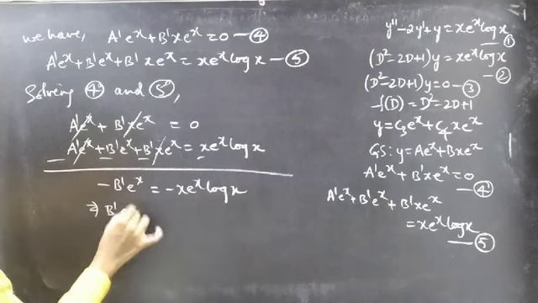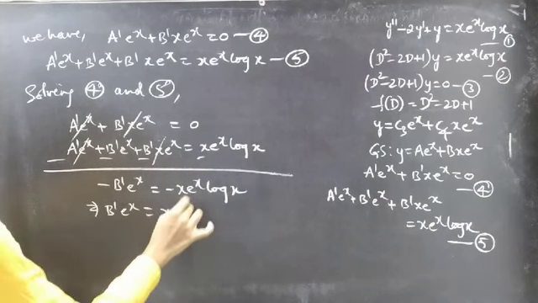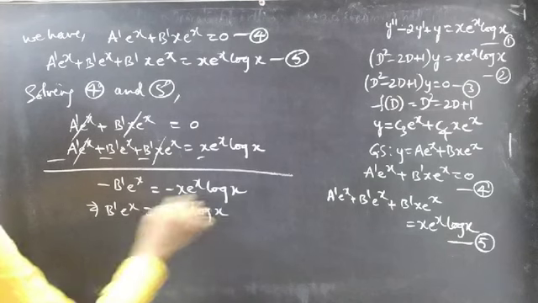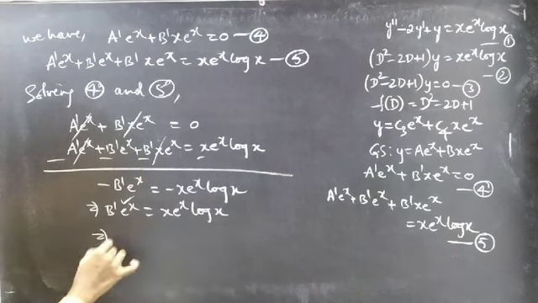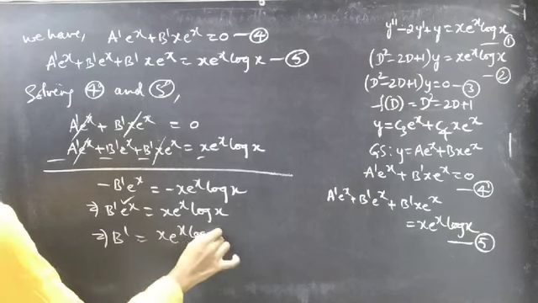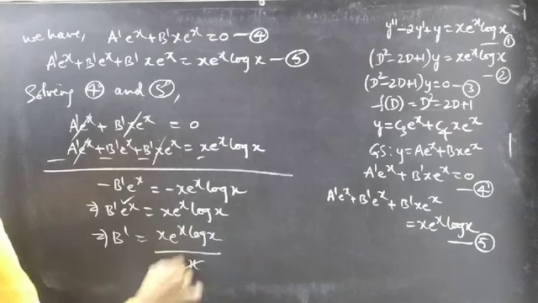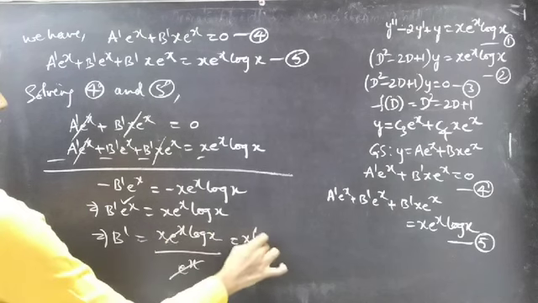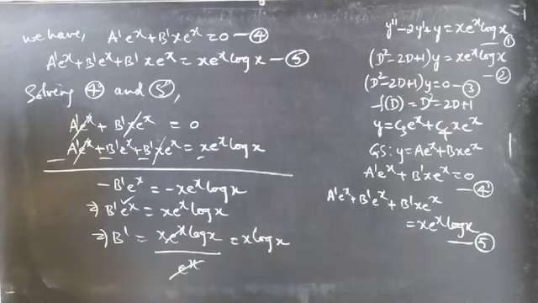Which gives us b dash e power x equals x e power x log x. Now let's take e power x to the RHS and we'll get b dash equals x e power x log x by e power x, where e power x gets cancelled, and we'll get b dash equals x log x. Therefore b dash equals x log x.